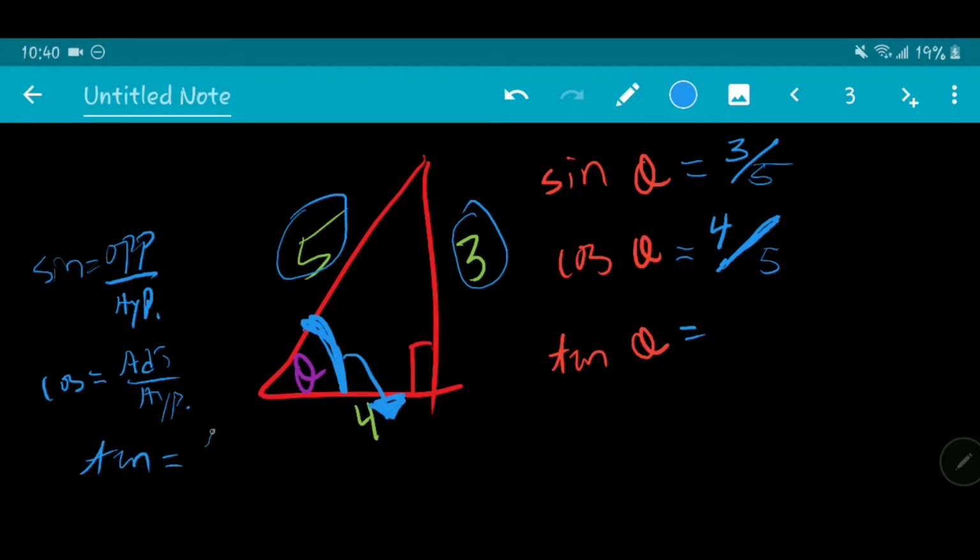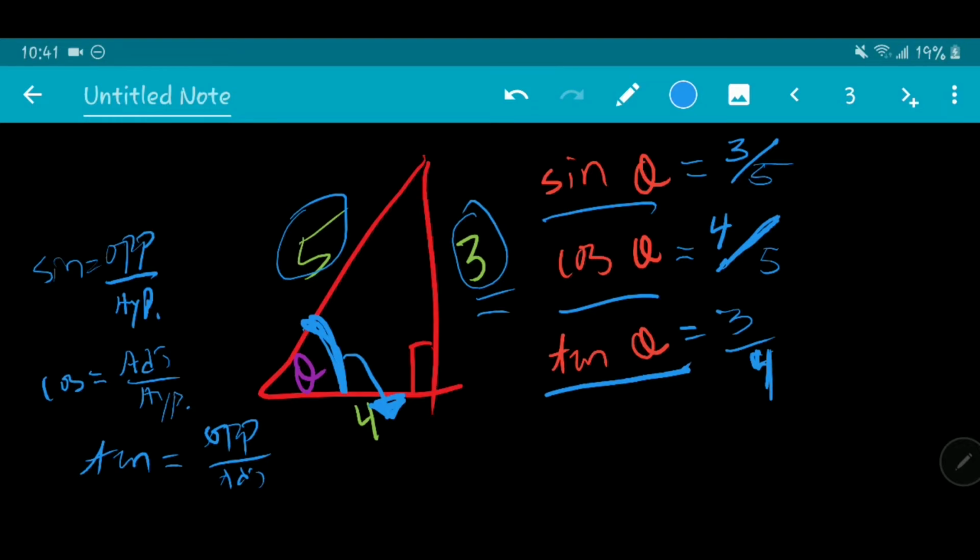And then tangent is equal to opposite over adjacent. So we found our opposite. Our opposite is already 3. So we have 3 over the adjacent, we found that is 4. So these are all of our values that we found for sine, cosine, and tangent.